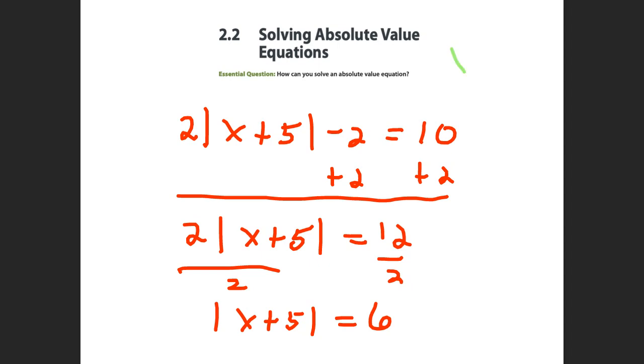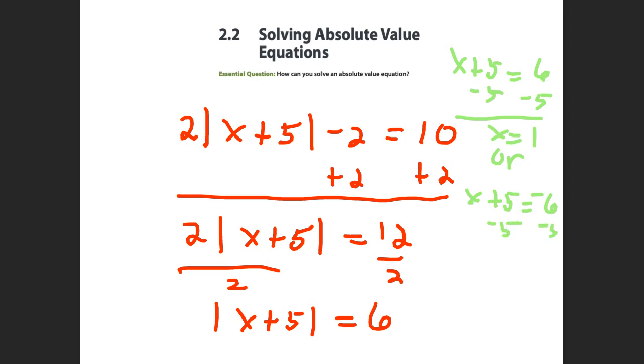I'm going to rewrite it as x plus 5 is equal to 6, or x plus 5 is equal to negative 6. And see what I did? I rewrote it as a positive and a negative. And now if I solve, I'm just going to subtract 5 from both sides. So x equals 1. And then I'm going to subtract 5 from both sides here, or x equals negative 11.